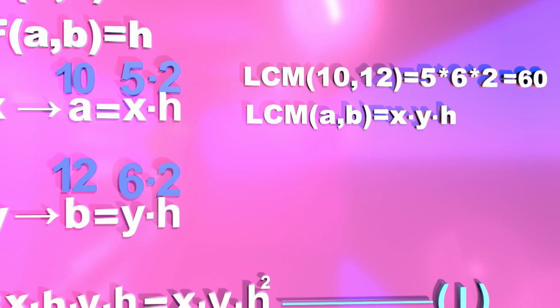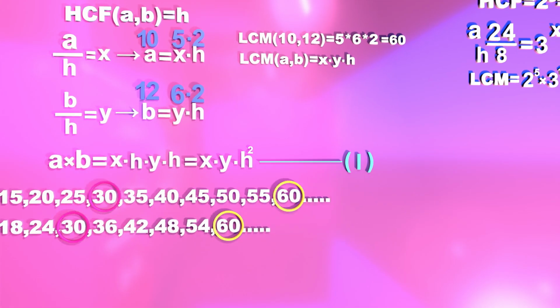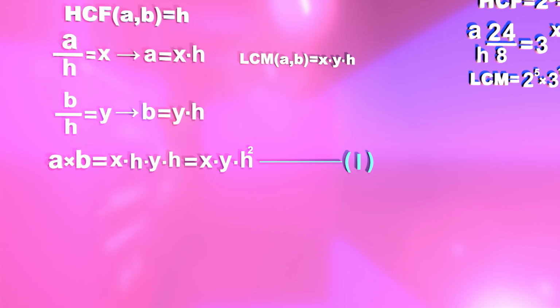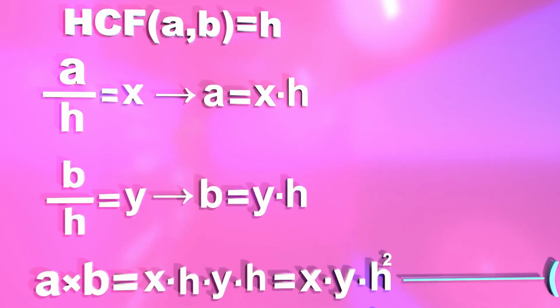Please, again, don't tell me that you still didn't recognize this process. Anyone can understand this phenomenon. So we get LCM as X into Y into H. And the reason is A is X into H and B is Y into H. We already considered HCF as H.